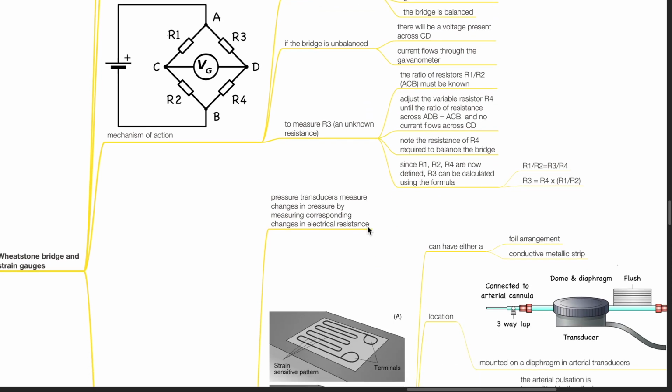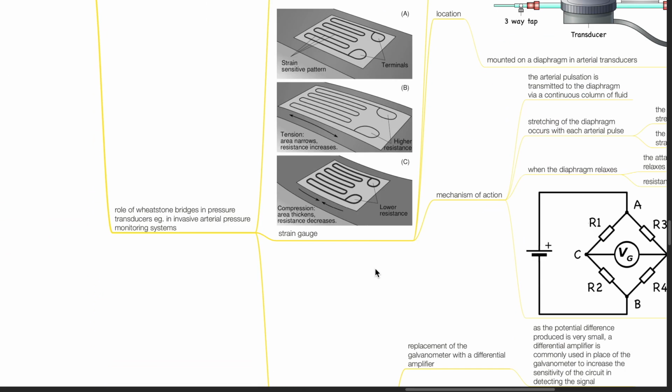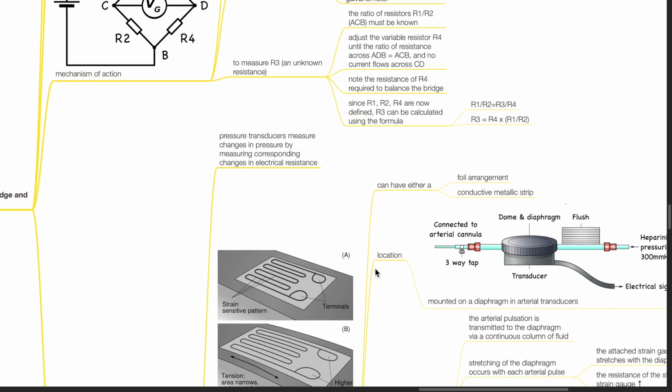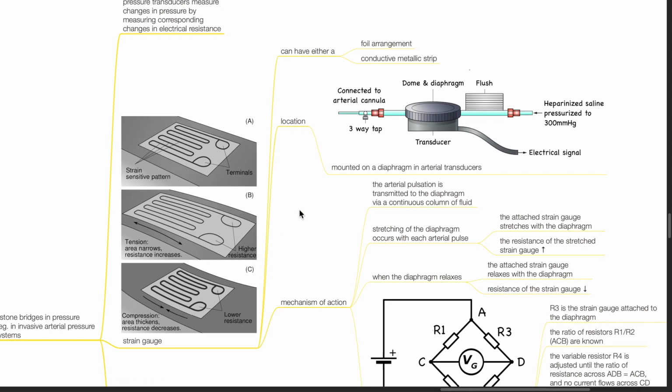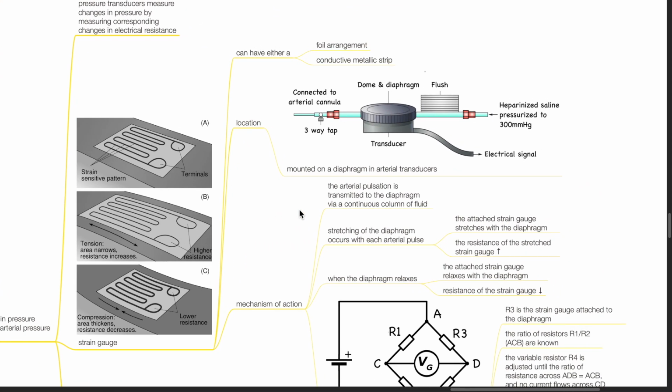The role of Wheatstone bridges in pressure transducers, such as in invasive arterial pressure monitoring systems. Pressure transducers measure changes in pressure by measuring corresponding changes in electrical resistance. A strain gauge can either be a foil arrangement or conductive metallic strip. It is located on a diaphragm in arterial transducers.